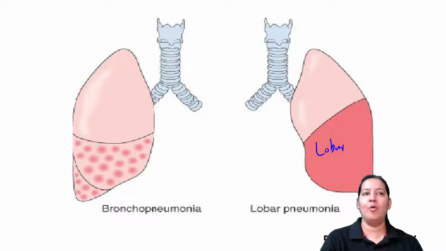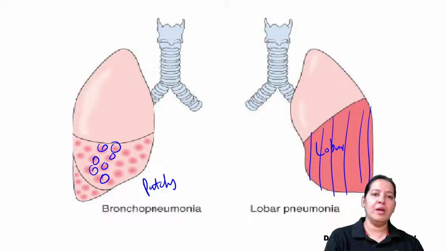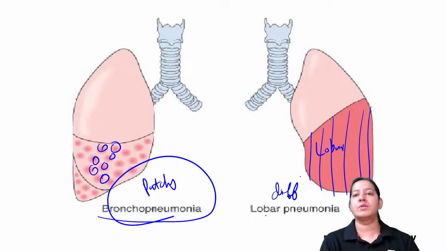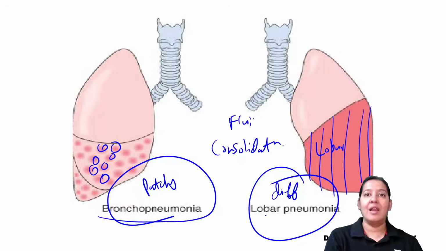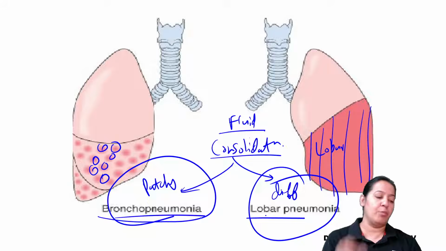The entire lobe is involved. This is the entire lobe, it is consolidated. And this is lobular, that is, it is patchy. Lobular, that is bronchopneumonia, is always patchy, and lobar pneumonia is diffuse. Both have consolidation of the lung. Consolidation means fluid in the lung. Lung normally has air. Instead of air, if it has fluid, it is known as consolidation of the lung. So if consolidation is diffuse, it is lobar pneumonia. If it is patchy, it is lobular or bronchopneumonia.